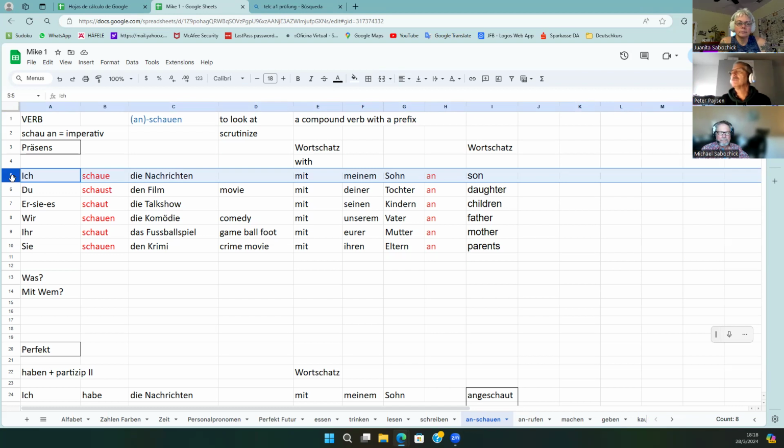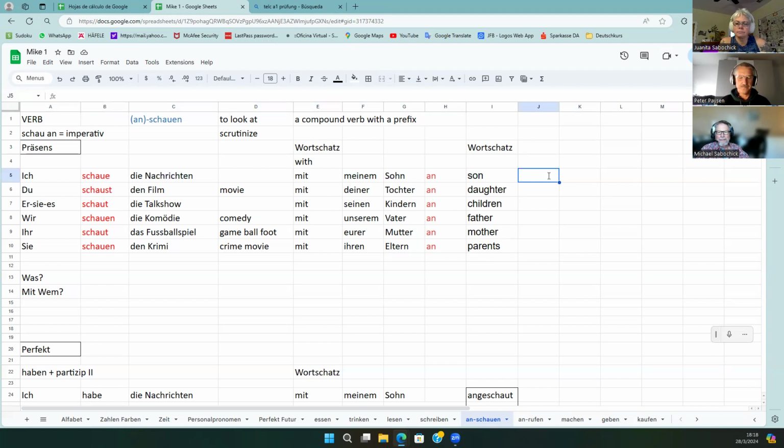So you guys already know the vocabulary. Let's run through those really quick and know that the main verb is conjugated and the prefix is just stuck at the end. So today we have Mike to do the honors. Ich schaue die Nachrichten mit meinem Sohn an. Would you translate it as I watched the news, or would that be? Well, it's present. So I am watching, or I watch. Yeah. Okay.